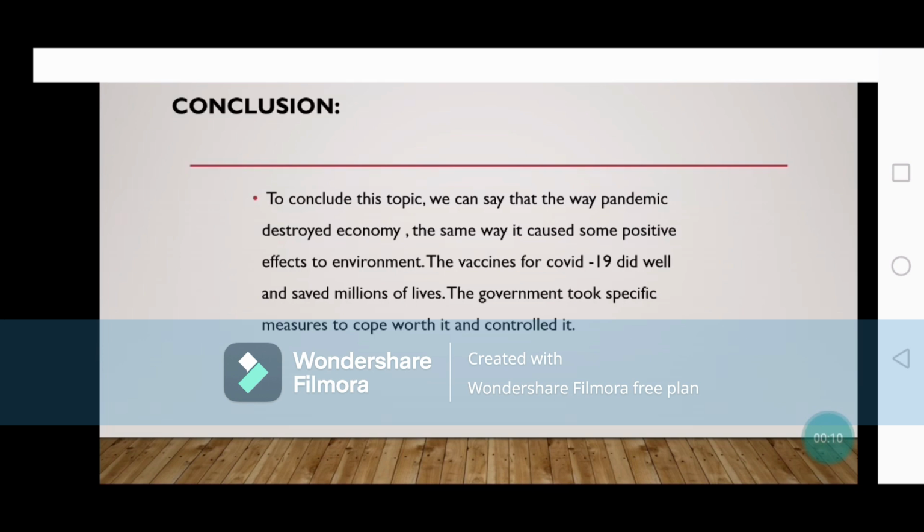After hearing me out, I hope you all got an overview of the topic COVID-19 and its vaccines, their chemistry and their working and their effect on human body.